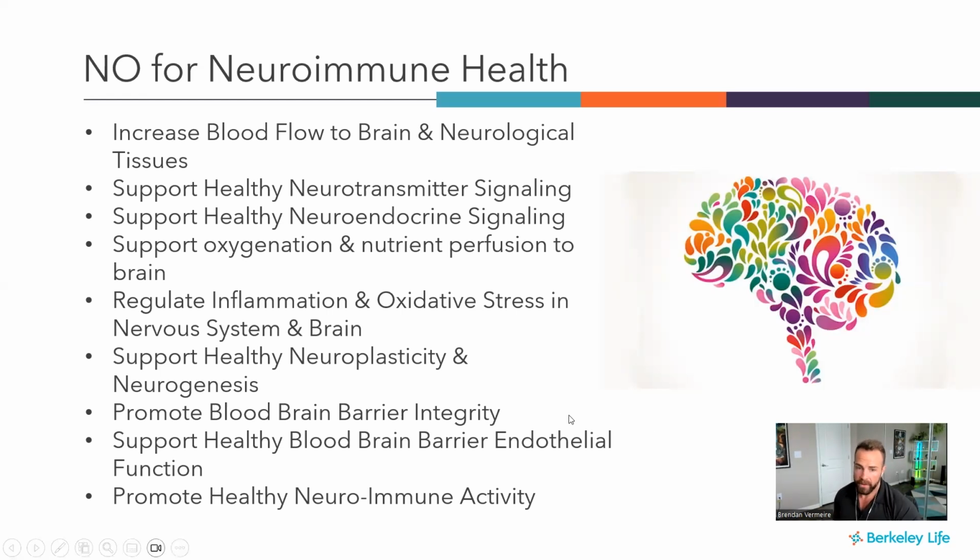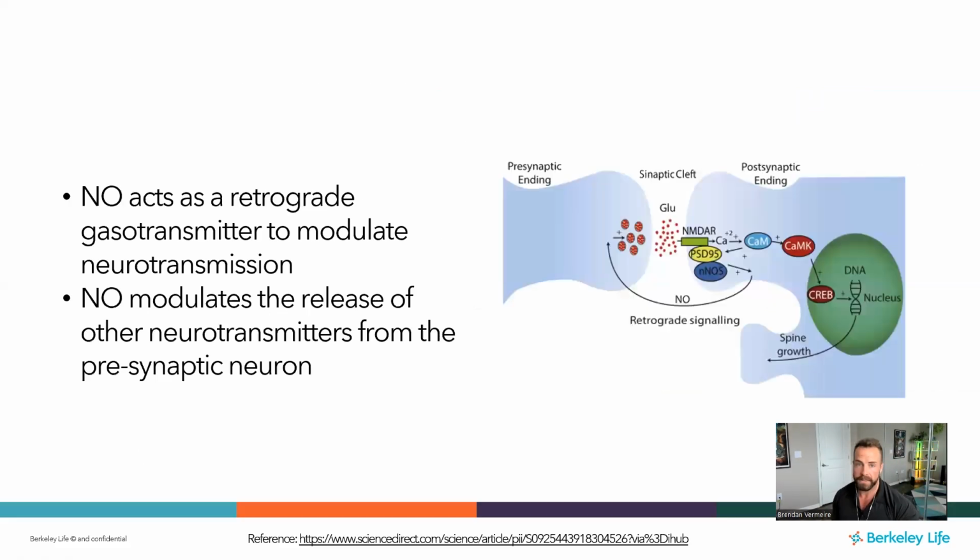Of course, the endothelial function, the blood-brain barrier, of course, is endothelial cells and a blood vessel in itself, and promoting healthy neuroimmune activity. Like I said before, if our oligodendrocytes are not getting enough oxygen, they can't effectively remyelinate our neurons. So when it comes to neurotransmission, which certainly is implicated in neuroimmune disorders, neurodegenerative disorders, and of course, neuropsychiatric disorders as well, nitric oxide actually acts as a retrograde gasotransmitter. So this is really, really cool.